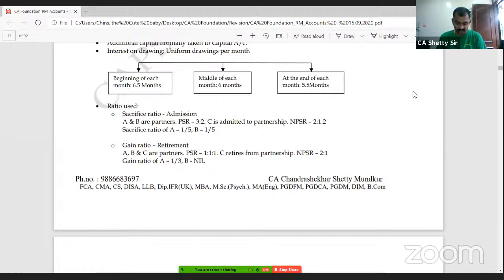Next line, gain ratio is equal to. Please understand, myself, Prajwal and Vikas were partners, sharing equally. One dosa we are eating, 1/3. If Vikas retires, then we start eating more, half. That means our new ratio is more than the old ratio. Use common sense, no need to learn by heart. Gain ratio is equal to new ratio minus old ratio.